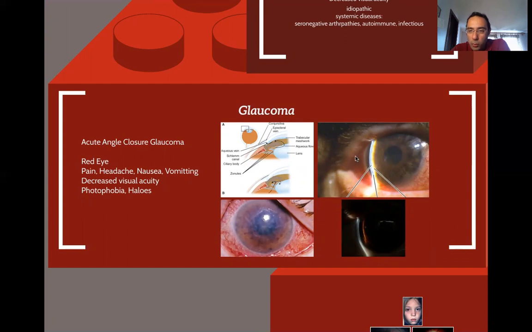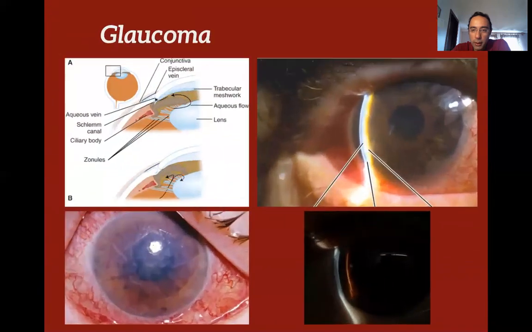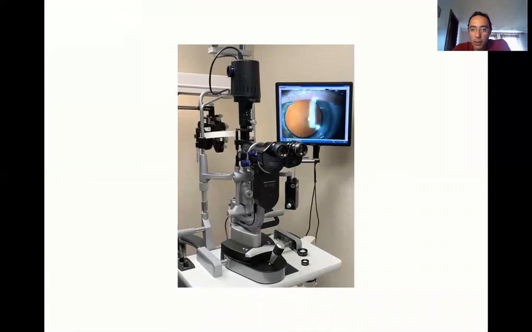So how can we see if the angle is narrow or closed or normal? For that, we need an additional device. It's called a biomicroscope that we use. And this biomicroscope is called a slit lamp biomicroscope because it can produce a slit of light. So why is the slit lamp biomicroscope important?